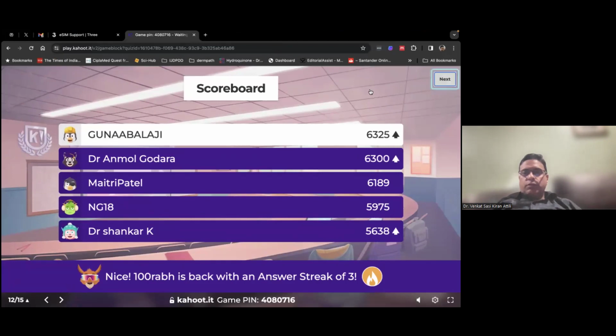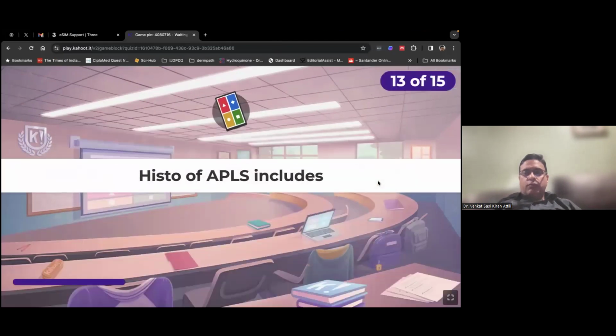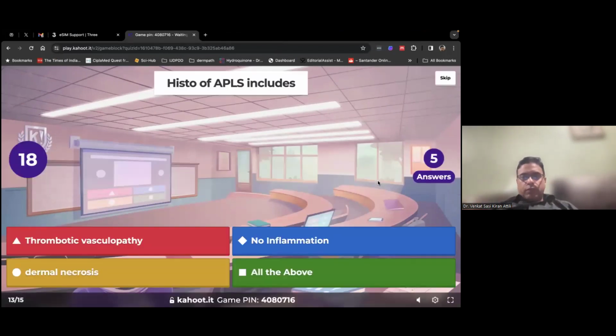So question number 13, we've got two more questions after this. I think the lecture is more or less done. So thrombotic vasculopathy, no inflammation, dermal necrosis, or all of the above. Only one option.